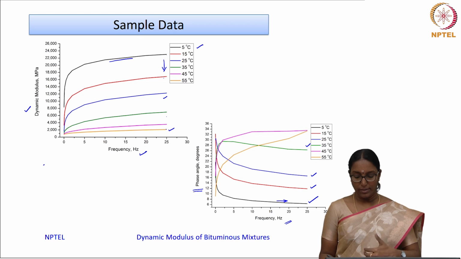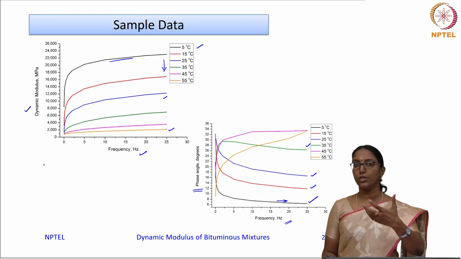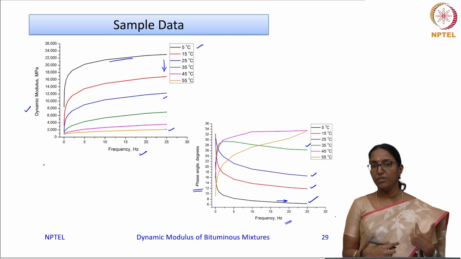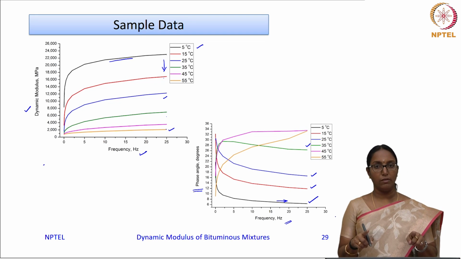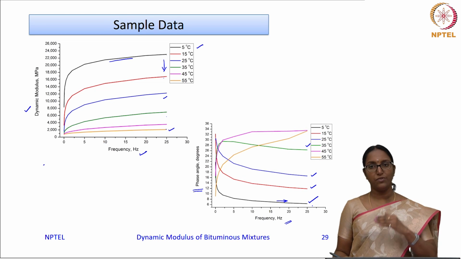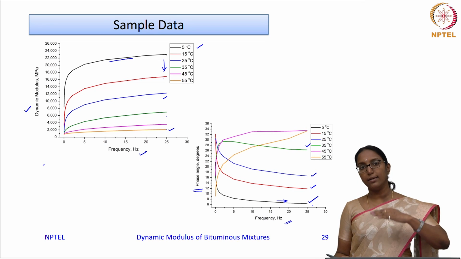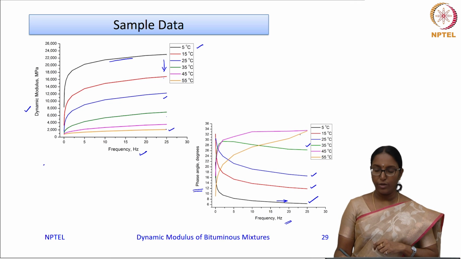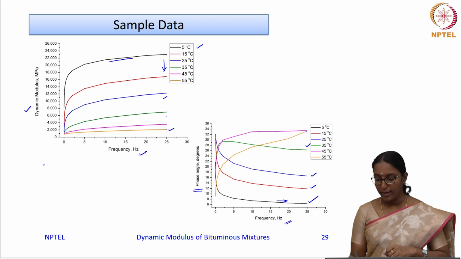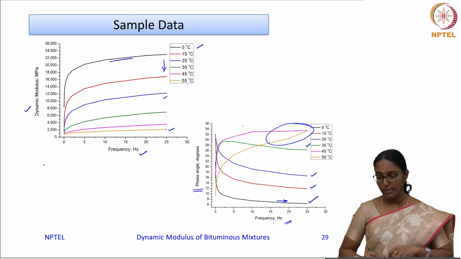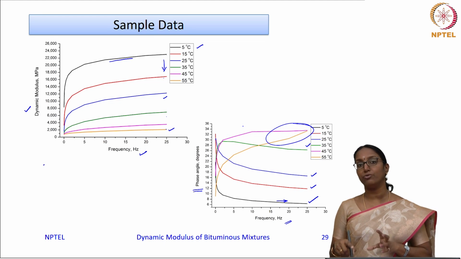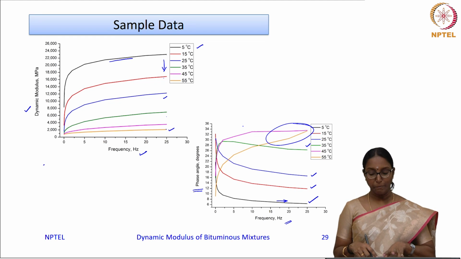Between the temperatures, as we know, if the temperature keeps on increasing, more and more viscous behavior will come into play and your phase angle will be more. So, as you can see from here, the bottom line starts with 5 degrees Celsius and the phase angle is actually going up when the temperature is increasing. But what is interesting here is that at 45 degrees and 55 degrees Celsius, the variation of phase angle with frequency is not following the trend as we have discussed so far.